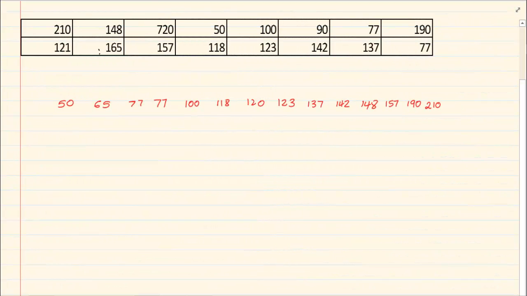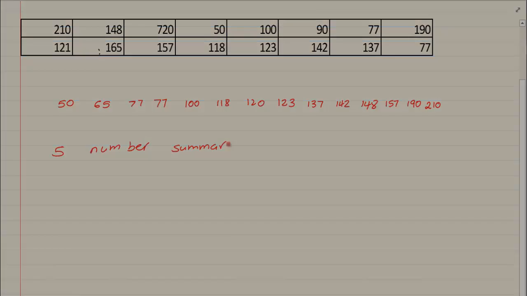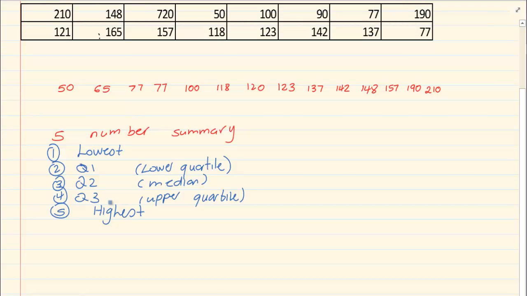Alright, let us take the following data. Now what we're trying to do is the 5-number summary. The 5-number summary means number 1, we want the lowest value. Number 2, we want the Q1, which is the lower quartile. Number 3, Q2, which is the median. Number 4, Q3, which is the upper quartile. And number 5, which is the highest number.